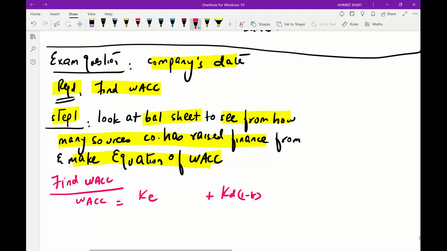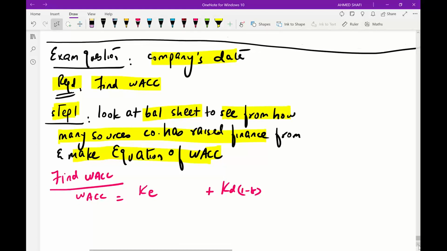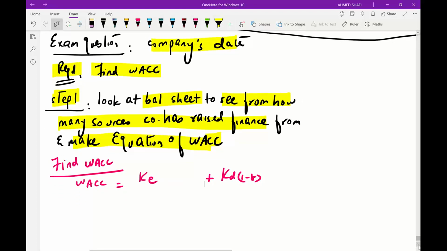Please pay attention to what I'm explaining. If the company has raised finance from two sources, equity and debt, it has to give return to two parties, equity holders and debt holders. That means it bears two costs. Give return to equity holders, bear a cost KE. Give return to debt holders, bear a cost KD. So the equation of WACC would be KE plus KD, but both costs will come on their proportions.